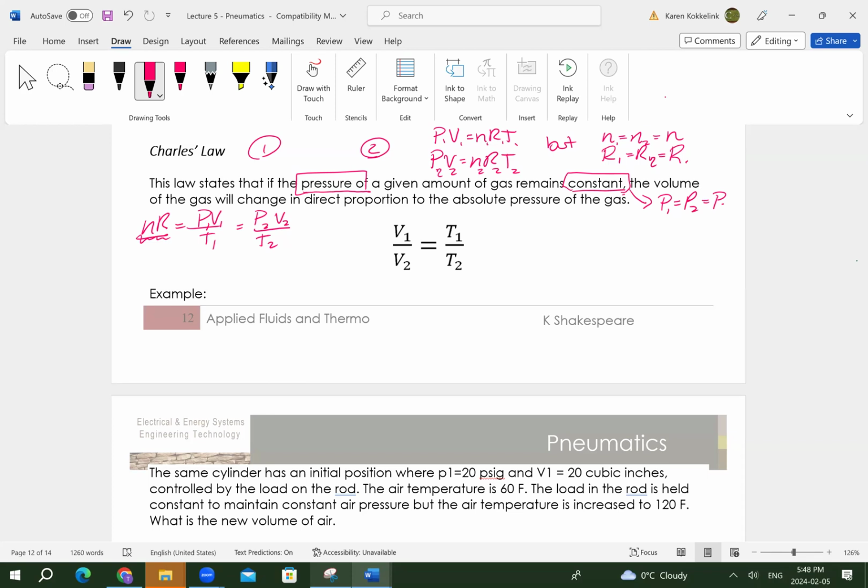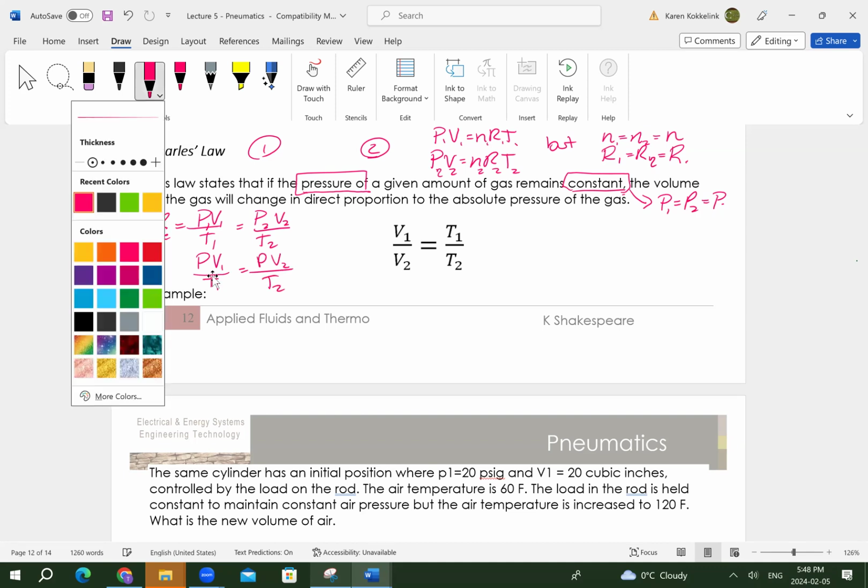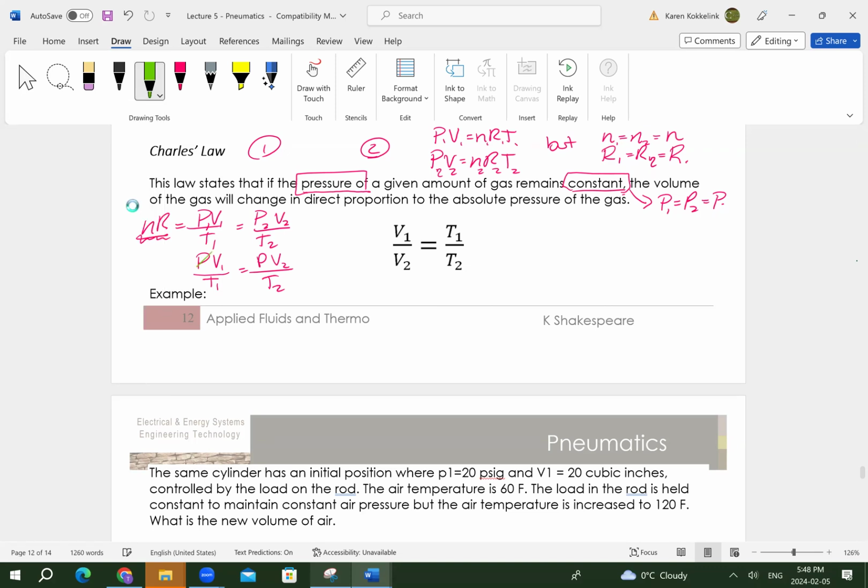I also said that P1 equals P2, so I can rename that as P V1 over T1 equals P V2 over T2. But since P is the same on each side of that equation, it crosses out, which gives me V1 over T1 equals V2 over T2. And lots of people like to write it in this format, and I can rearrange this just by dividing by V2 on one side. V1 over V2 is going to be, and I'll multiply each side by T1 over T2.